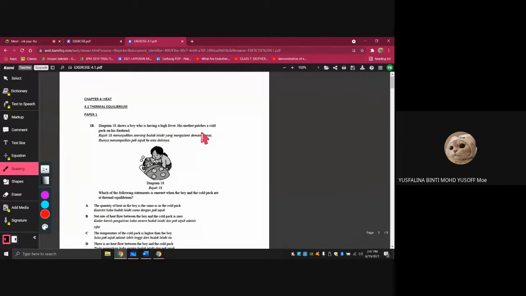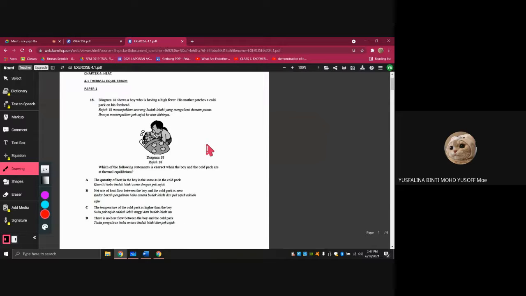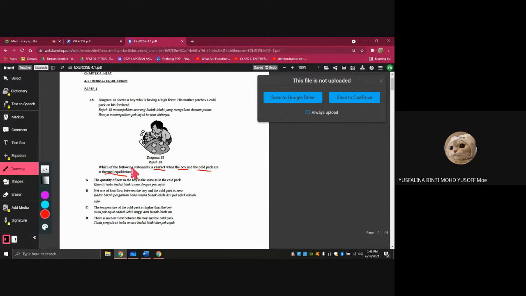Okay, for exercise 4.1, thermal equilibrium. Diagram 18 shows a boy who is having a high fever, so his mother patches a cold pack on his forehead. Which of the following statements is correct when the boy and the cold pack are in thermal equilibrium? Remember I told you, if you see the words thermal equilibrium, there are three statements you need to remember. The first one, the temperature of the two objects must be the same. The second one, the rate of heat transfer between the two objects is the same. And the third one, the net rate of heat transfer between the two objects is zero.